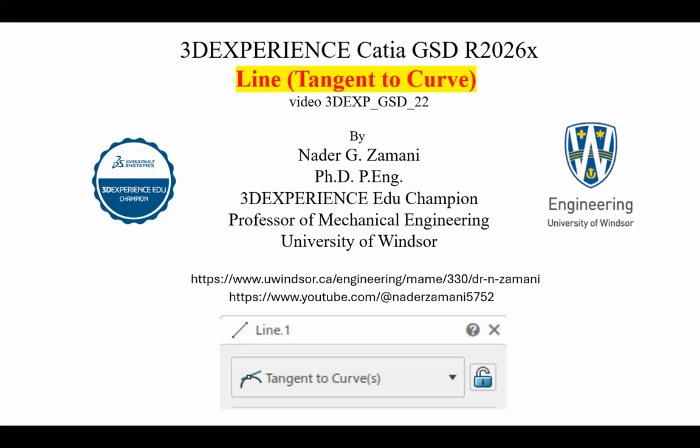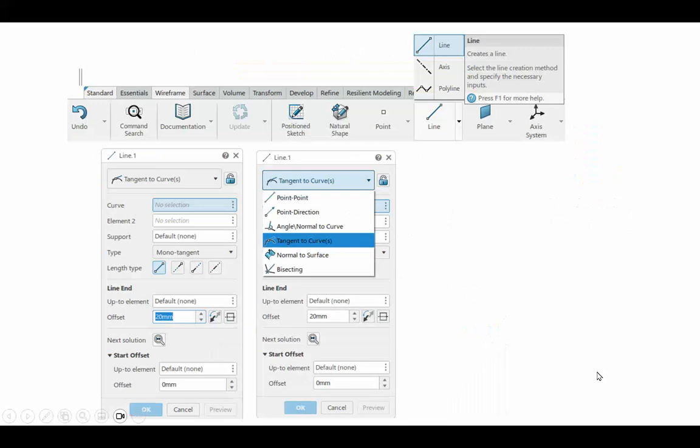This is video 22 in support of the 3D Experience CATIA generative shape design application. I'd like to discuss the line generation using tangent to a curve option. When you go to generative shape design, you will see that there is a wireframe tab, and in the wireframe tab, you'll find the line icon. Once the line icon is selected, this dialog box opens up, and there's a pull-down menu, and the particular item that we want to discuss is tangent to a curve.